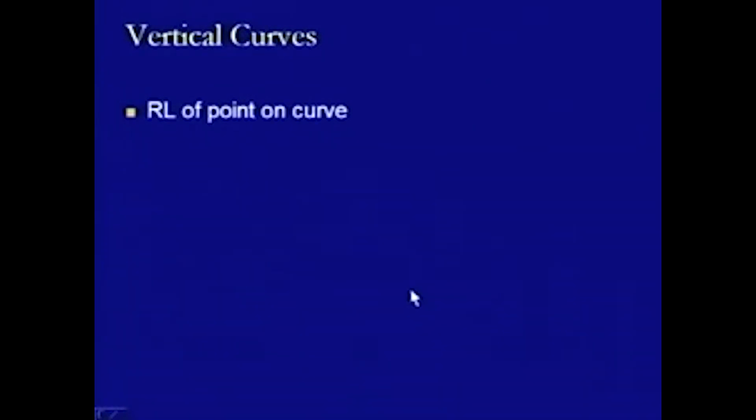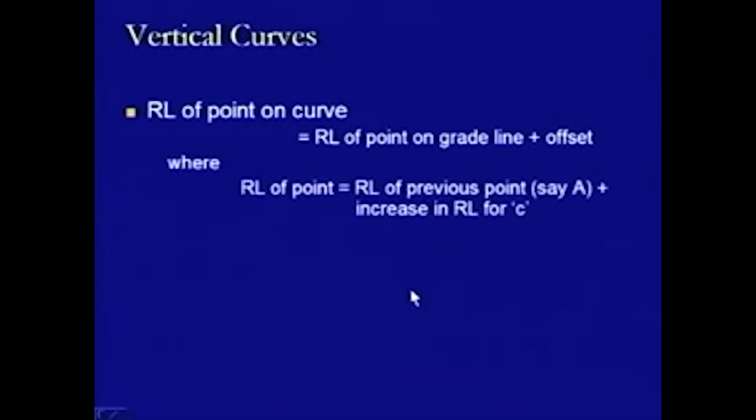Then the RL of a point on the curve will be the RL of the point on the grade line plus the offset, where the RL of the point on the grade line will be the RL of the previous point, say A, plus the increase in RL for the distance C, which is a fraction of the overall length L. So, this is how we compute it. First of all, we have already computed this value using the RL of point O, and then it is to be increased by some value, which is the value for distance C.